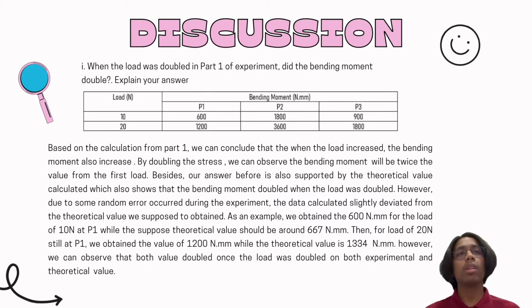However, due to some random error that occurred during the experiment, the data calculated slightly deviated from the theoretical value we were supposed to obtain. As an example, we obtained 600 Newton millimeter for the load of 10 Newton at P1, while the theoretical value should be around 667 Newton millimeter. Then, for a load of 20 Newton still at P1, we obtained 1200 Newton millimeter, while the theoretical value is supposed to be 1334 Newton millimeter. However, we can observe that both values double once the load was doubled, in both experimental and theoretical values.